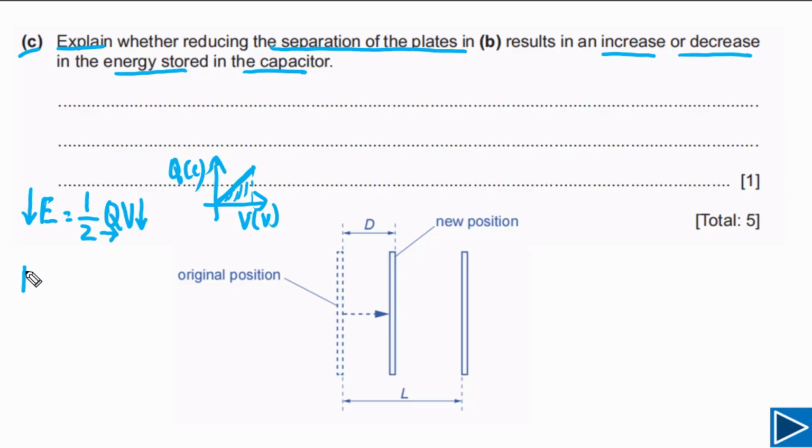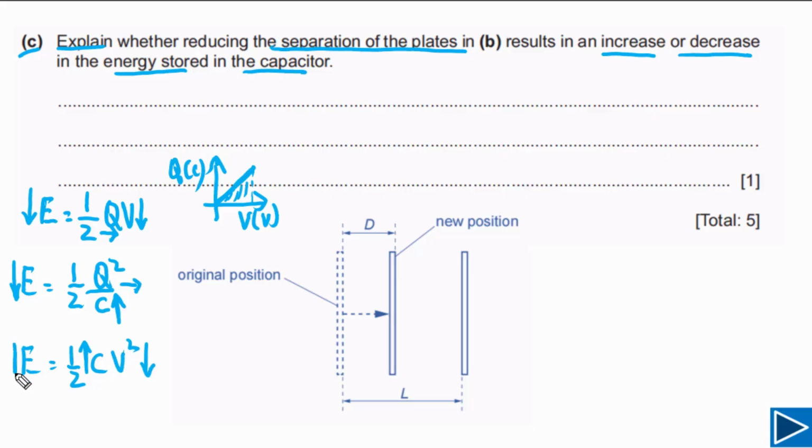We can also understand this one with the help of E is equal to 1/2 Q squared divided by C. As Q stays the same, but C increases, when C increases, it means E decreases. We can also understand this one with the help of 1/2 CV squared. C in this case increases, but V decreases.